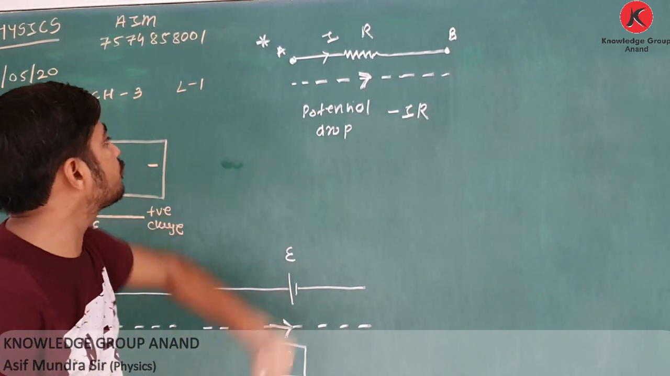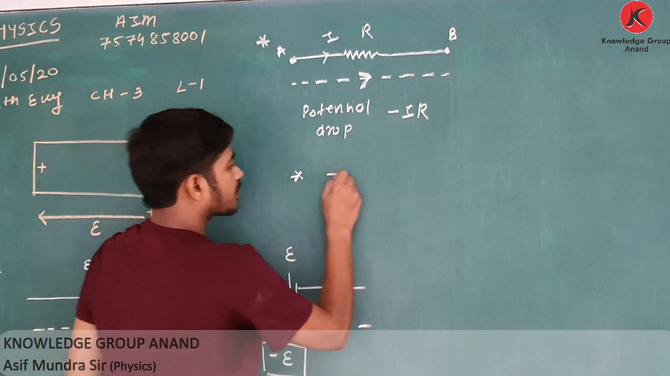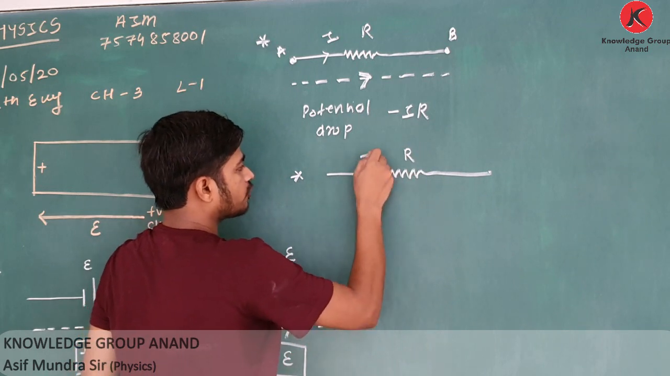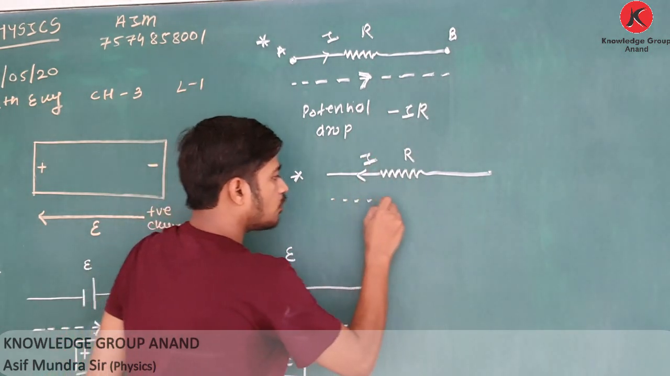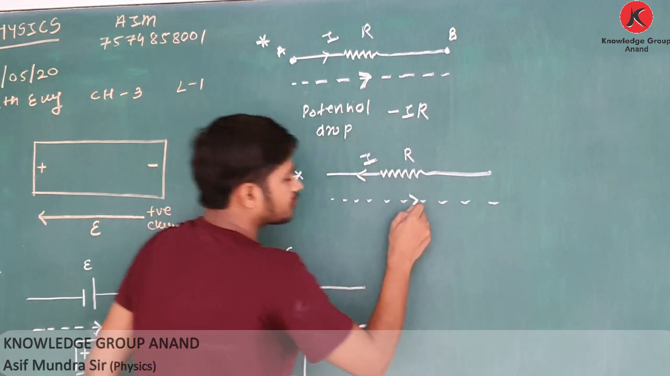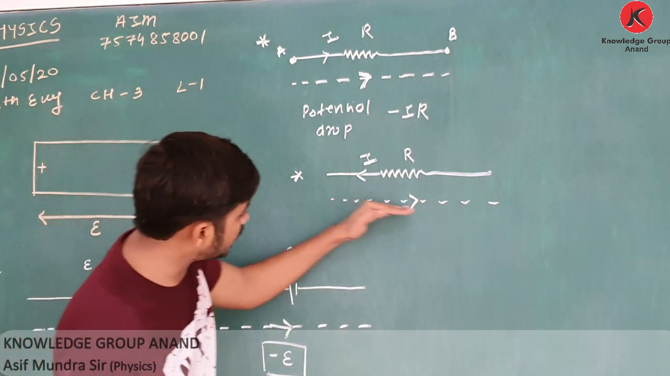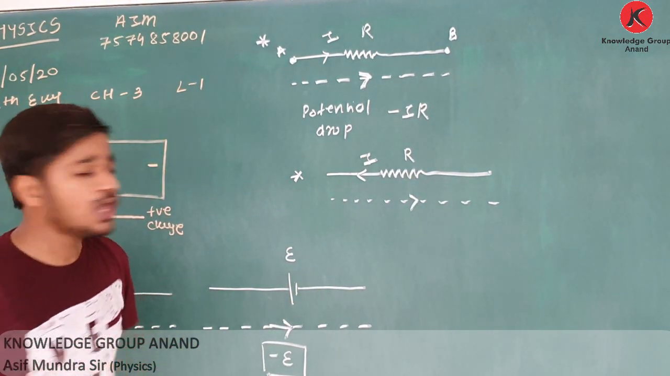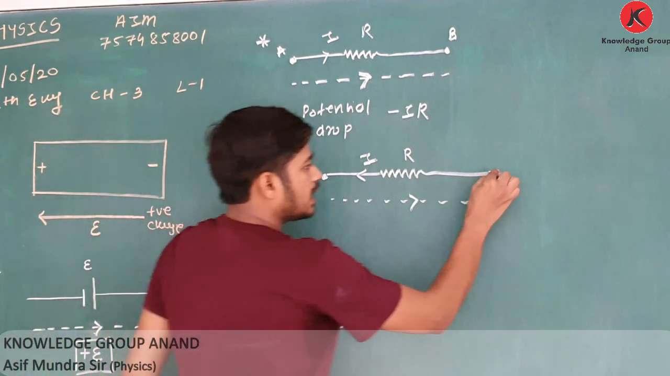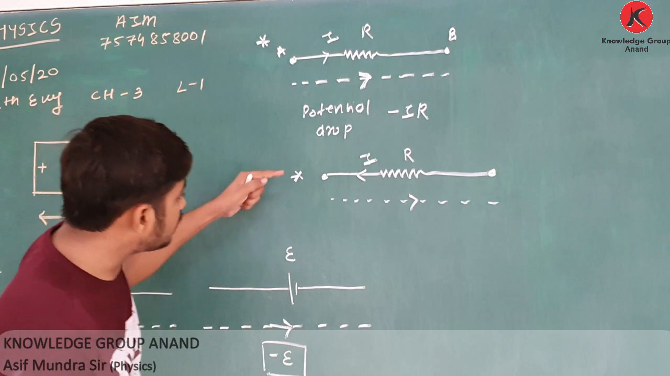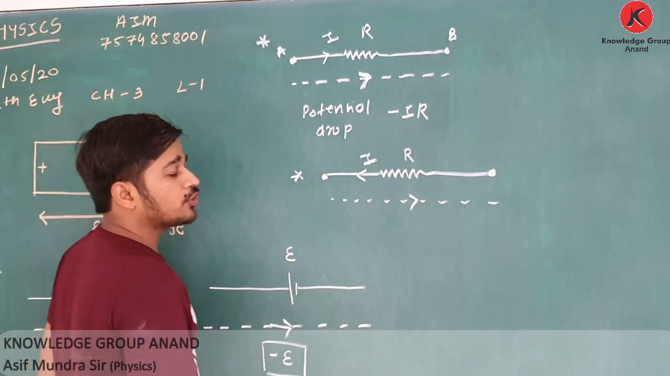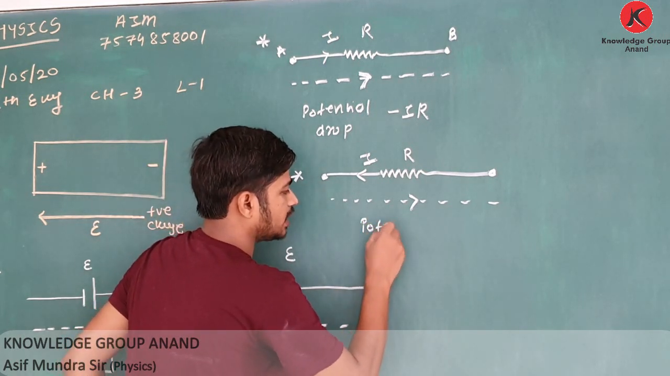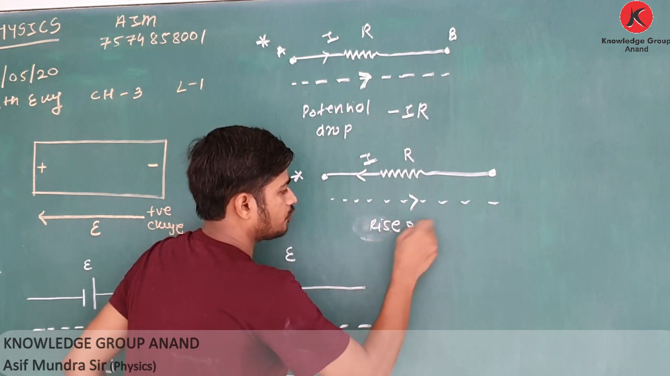Clear about this? If I take another case like this, with resistor R, the current is flowing in this direction I, and our loop we have considered in this direction. So see, we are moving in the opposite direction of current. Current flows from higher potential to lower potential, so obviously this point has lower potential and this point has higher potential. So when we move in the opposite direction of current, potential rises. Here there is a rise of potential.